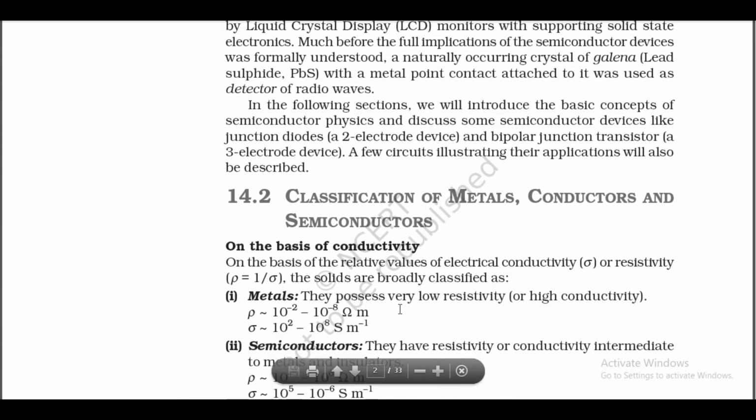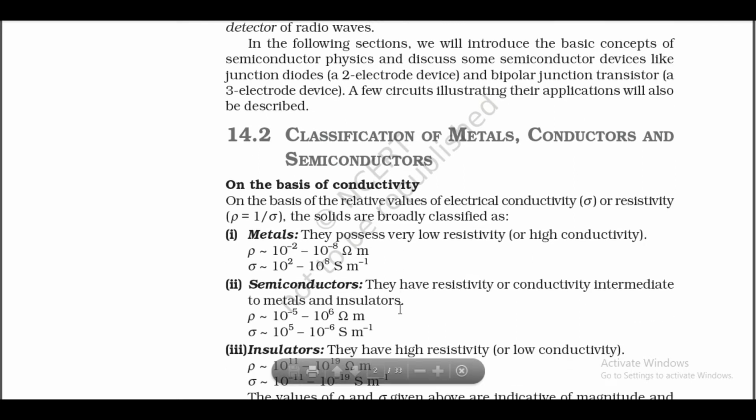In the following sections, we will introduce the basic concepts of semiconductor physics and discuss some semiconductor devices like junction diodes, a two-electrode device, and bipolar junction transistor, a three-electrode device. A few circuits illustrating their applications will also be described.